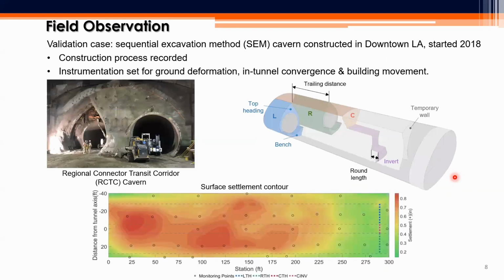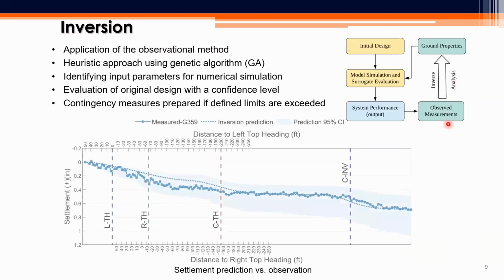We apply this procedure to a real tunnel project constructed in downtown LA. And I was working with the excavation team there and collected all the field measurement data. And in the beginning of construction, we used observed measurements to back analyze the ground properties and generated new evaluations for the tunneling responses, which help the contractors to make decisions for the following construction sequences.